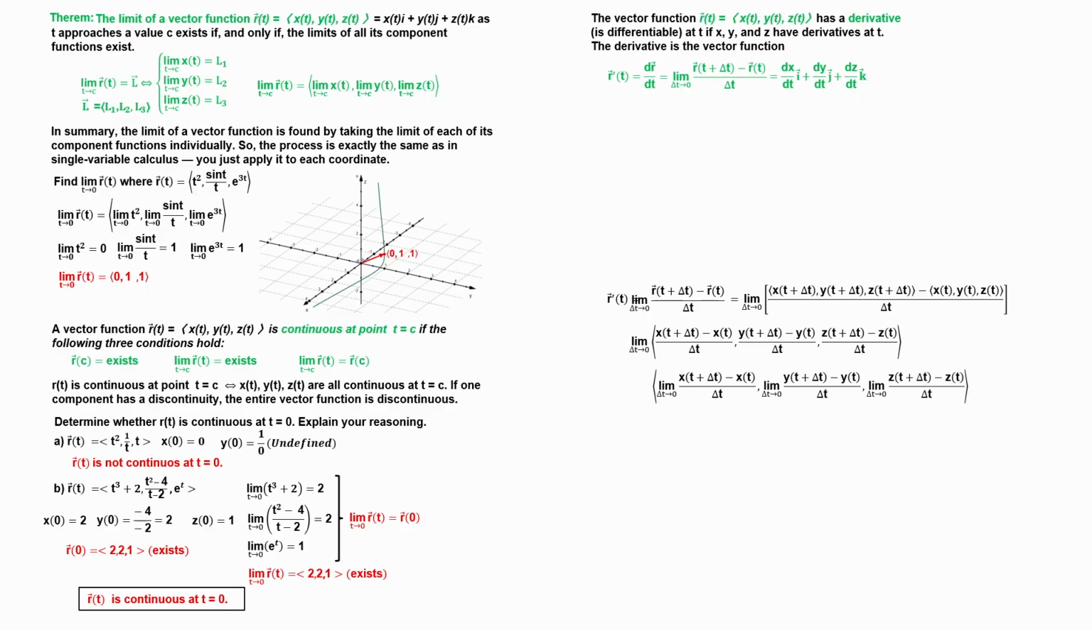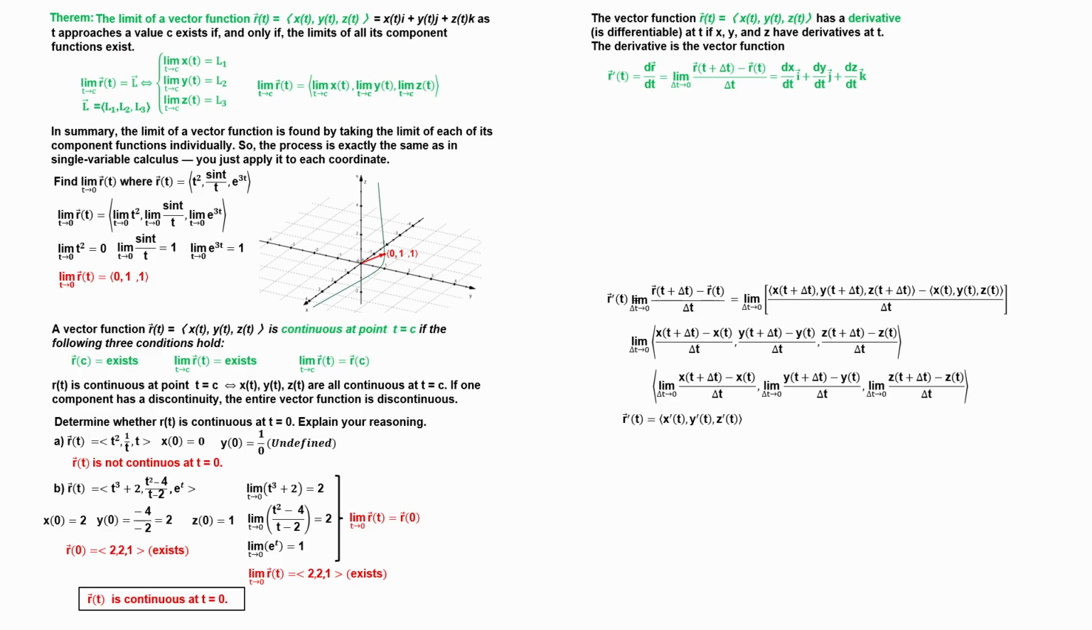We now have three separate scalar limits, one for the x, one for the y, and one for the z component. Each of these three scalar limits is the exact definition of the derivative from single variable calculus. Therefore, we conclude that the derivative of a vector function is simply the vector composed of the derivatives of its component functions.